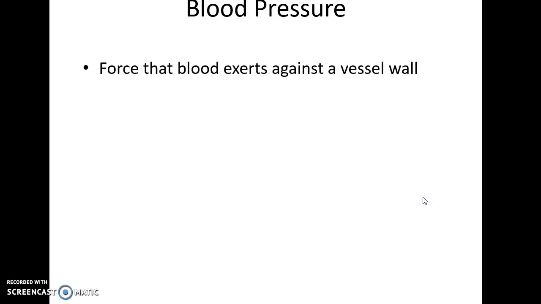Blood pressure is the force that is exerted against the blood vessel walls. It's measured normally at the brachial artery of the arm, right at the crook of the arm.